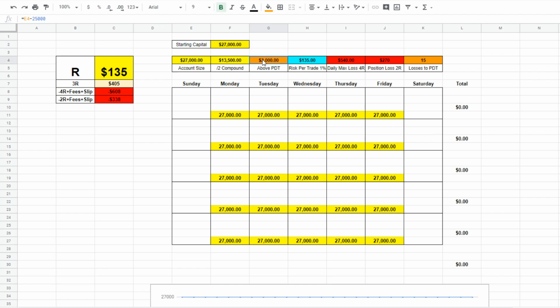And then here I have it routed to above PDT. It's self-explanatory. How much are we above 25,000? And then I have a calculation of how many dollars are above PDT and my risk. And it will tell me I can lose 15 times in a row, more or less, and that will give me back down to PDT.